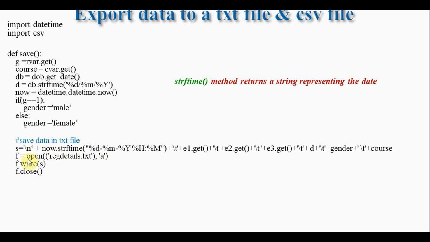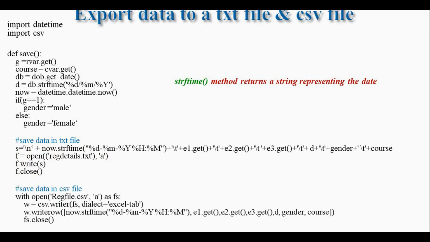So I have opened it in that way and I am writing the string value to that file, and we are closing the file. That's it. In that way the data is stored to the text file. The same way the data can be stored in a CSV file. CSV stands for comma separated values, mainly used in spreadsheets and databases.